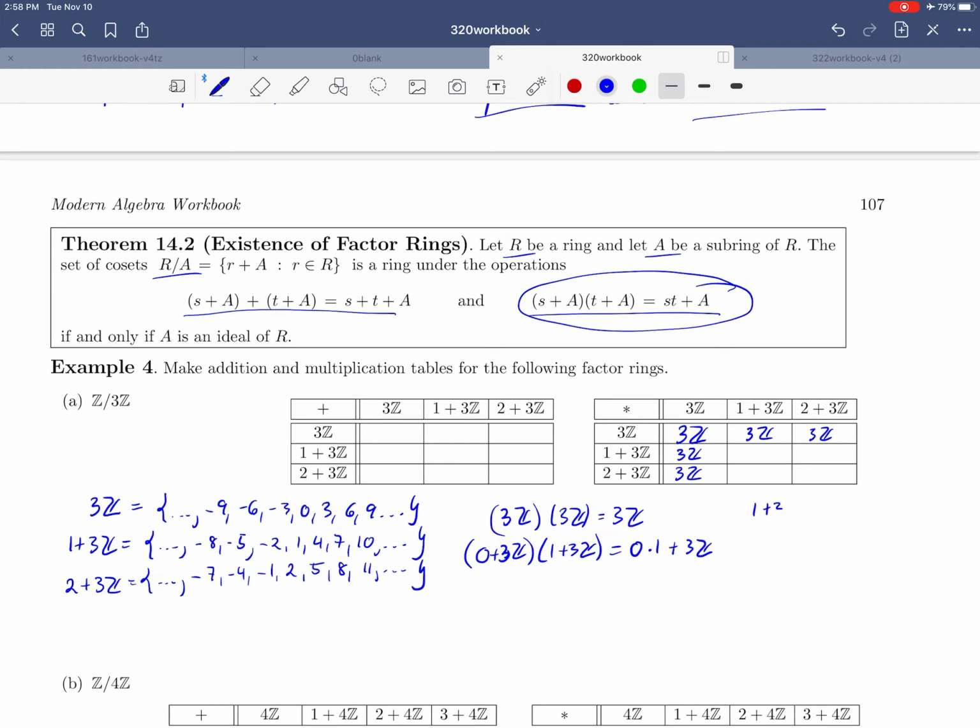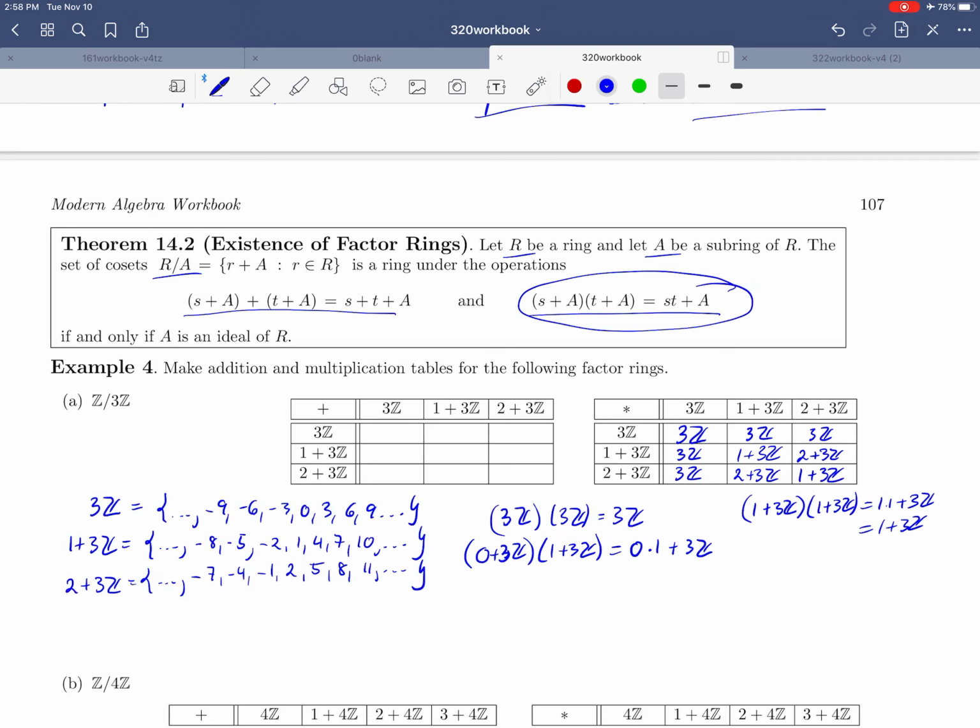What about if I take 1 plus 3Z and multiply by 1 plus 3Z? Well, that is 1 times 1 plus 3Z. So that is 1 plus 3Z. Okay, so I get 1 plus 3Z over here. And then similarly, I get 2 plus 3Z over here. And I'll get 2 plus 3Z. And then 2 plus 3Z times 2 plus 3Z, that's 4 plus 3Z, but 4 mod 3 is 1, so that is really 1 plus 3Z, because 4 plus 3Z is in the same coset as 1 plus 3Z. So that's our multiplication table.